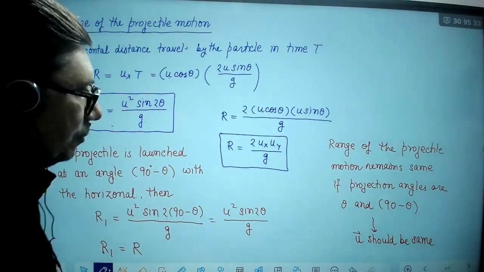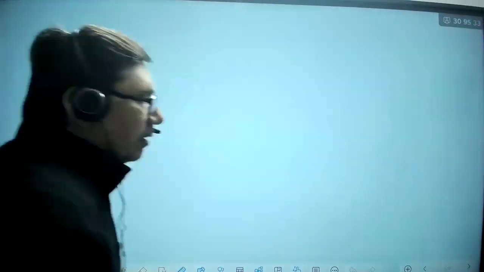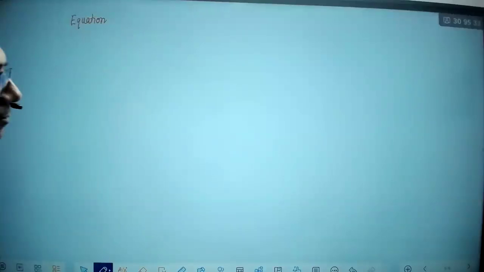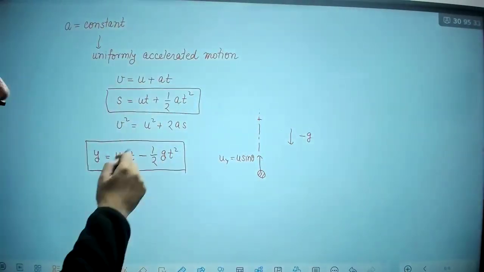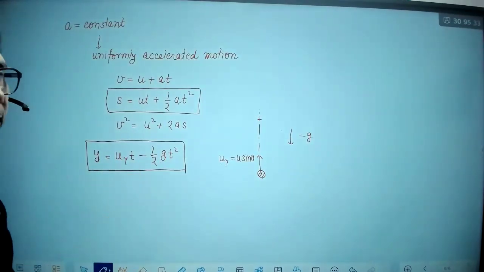Yes, sir. Now, next is equation of trajectory. Sir, there is one slide after this, which is a previous slide, which you might have missed. Yes, but actually I have explained this one, this is extra. So that's why I'm keeping it in the last.